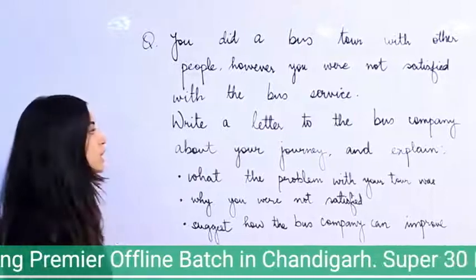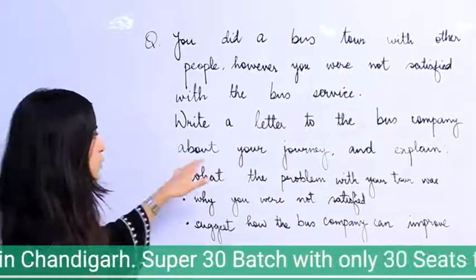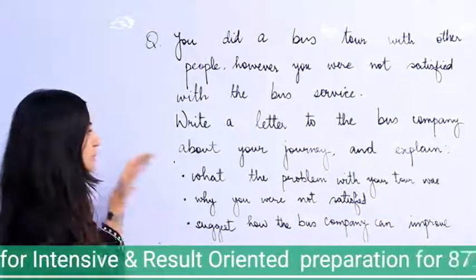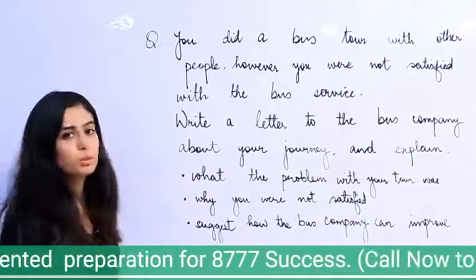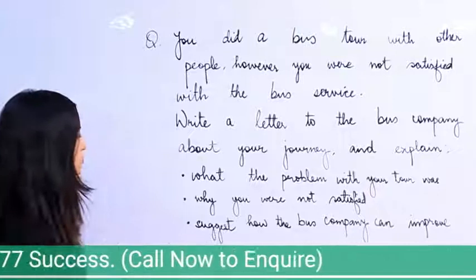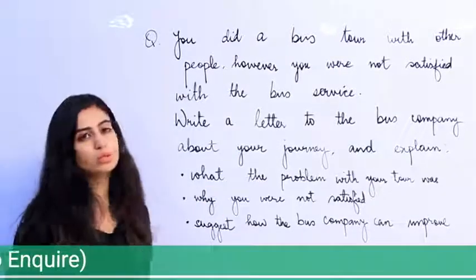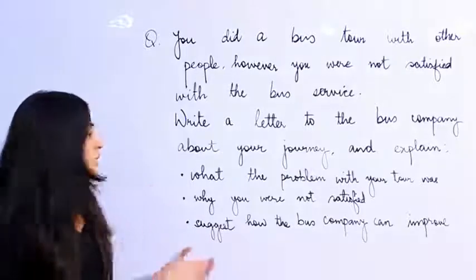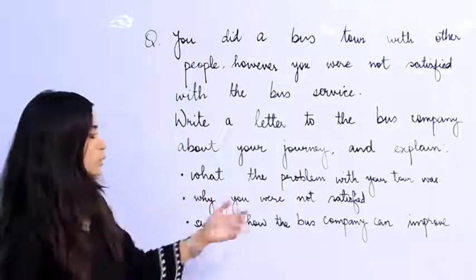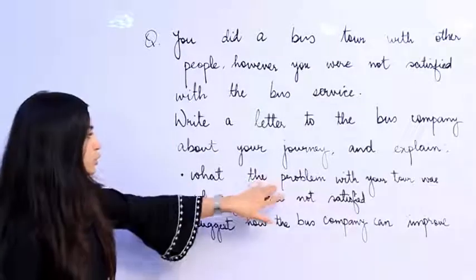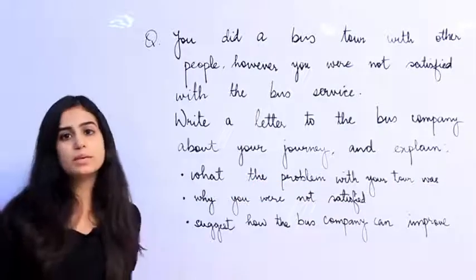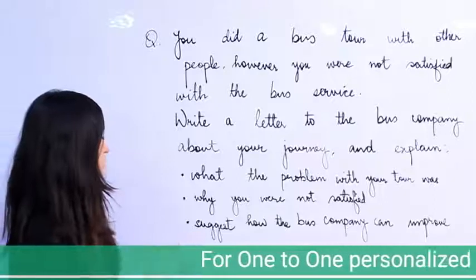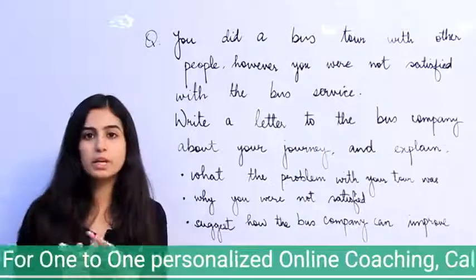So you will be writing a complaint about your journey, and in that complaint letter you would be explaining these 3 bullet points. What are these 3 bullet points? What the problem with your tour was. So what was the problem? Next, why you were not satisfied. Due to this problem, what happened that you weren't satisfied with the trip. Last, suggest how the bus company can improve.